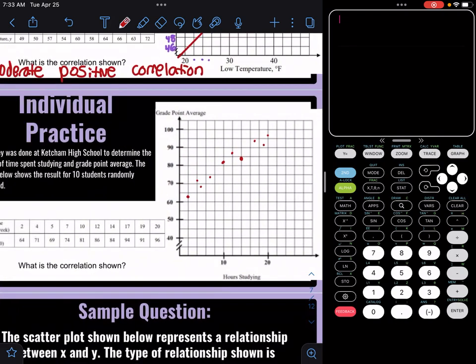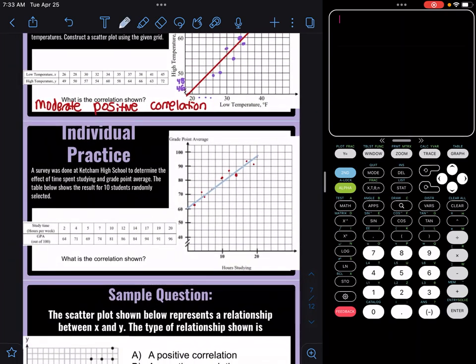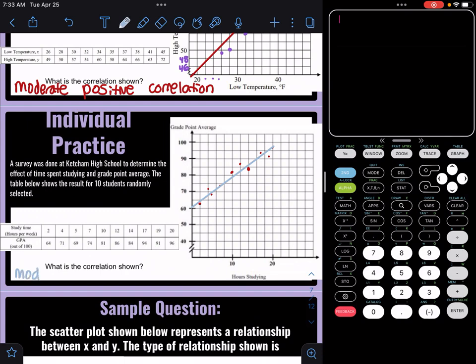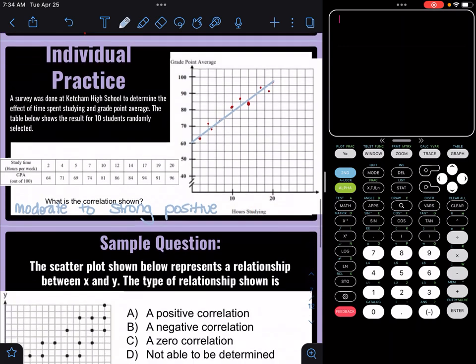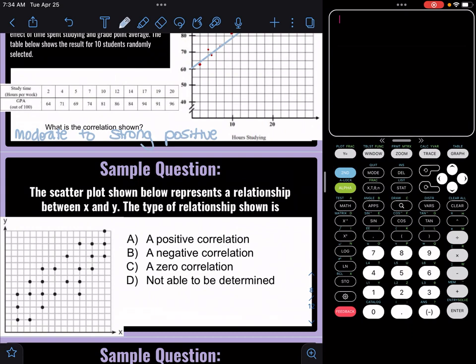Alrighty. What is the correlation shown below? I would say this is a pretty strong, moderate to strong, positive. Because some of them are on the line, which, when I drew that line, the dots fall directly on the line, which makes me feel like it's more strong, but they're not perfectly on it, so that's why I said moderate to strong.